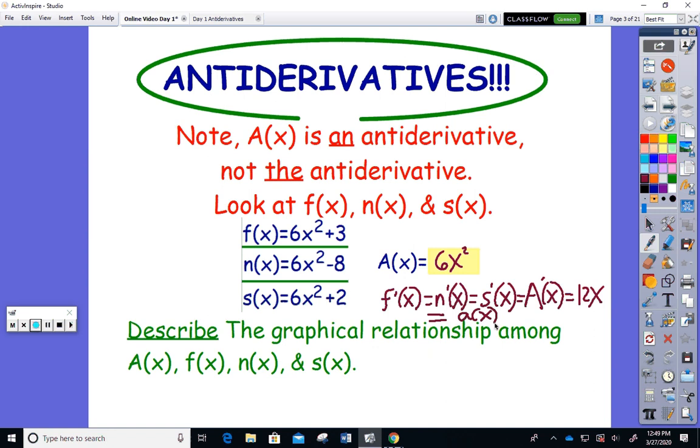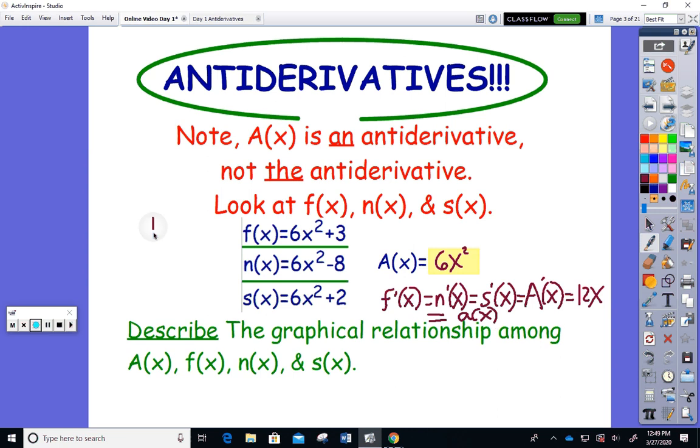So little a of x has multiple antiderivatives. All right? And so that's why I have to say that one of them is just an antiderivative, not the antiderivative. So it seems like antiderivatives can be multiple answers. That's true. Antiderivatives are always going to be a whole family of equations. So what's that graphical relationship?